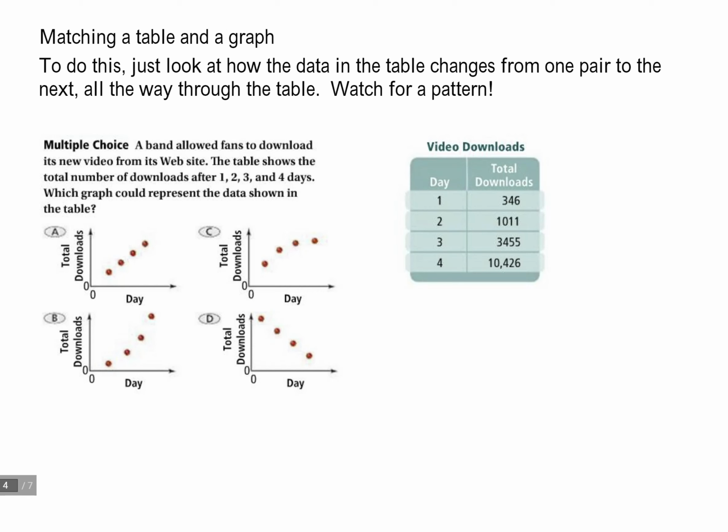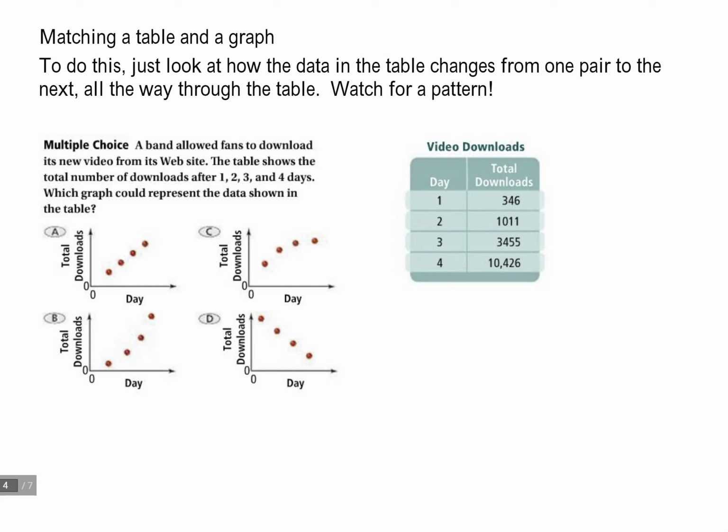Okay, so in the problem, it says a band allowed fans to download its new video from its website. The table shows the total number of downloads after 1 day, 2 days, 3 days, and 4 days. Which graph could represent the data shown in the table? Okay, so we look at the table. Day 1, 346 people. Day 2, 1,011 people. Day 3, 3,455 people. Day 4, 10,426 people.